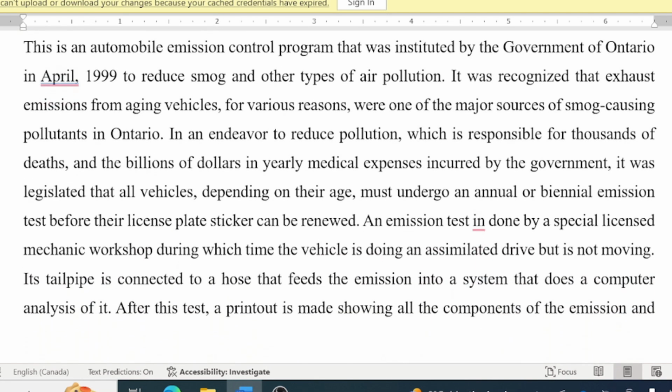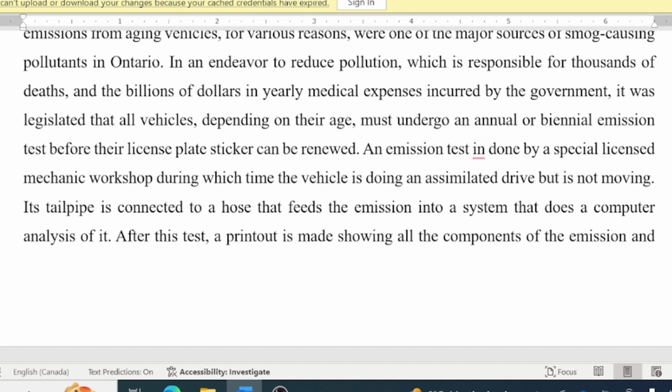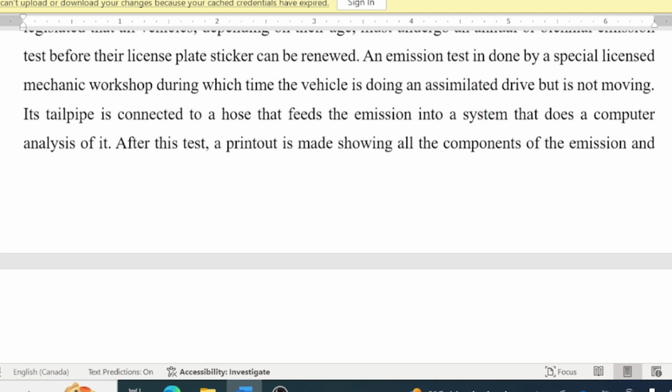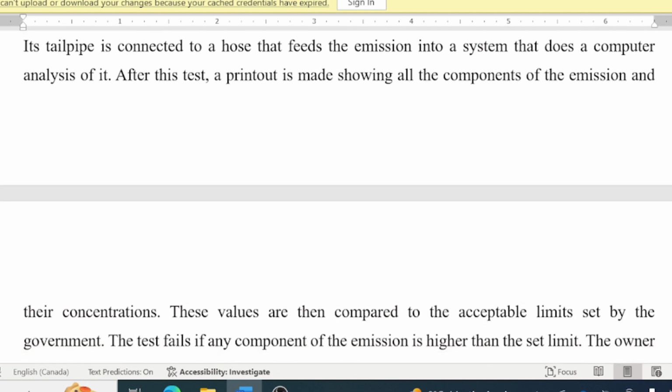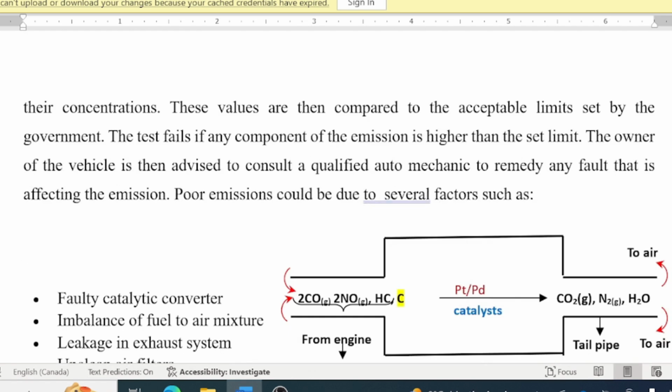What is happening there is that they go to a certified mechanic who does this testing. They take the tailpipe of your vehicle and pass the exhaust through a computerized system that analyzes all the components coming out of the exhaust tailpipe. They give you the reading, and they compare that with the standard set by the government. And if you do not comply, then you have to go and rectify the problem with your vehicle. Smaller vehicles don't have to do that, but they still have to maintain certain standards.